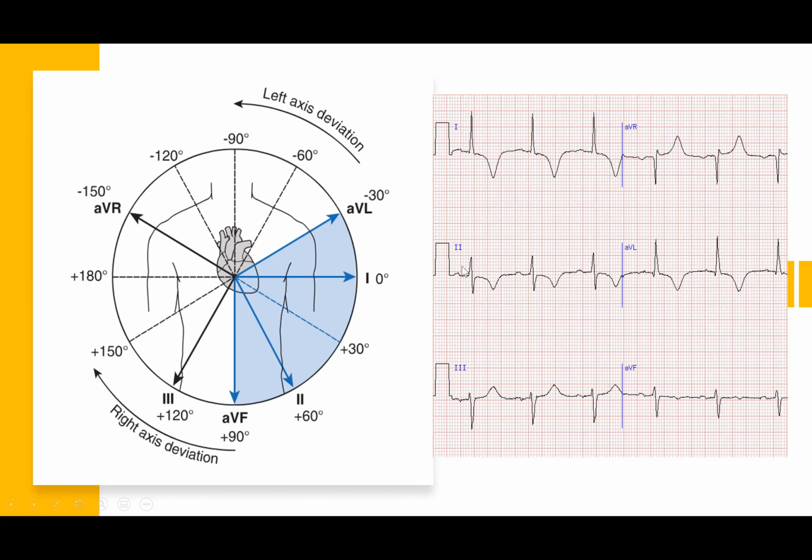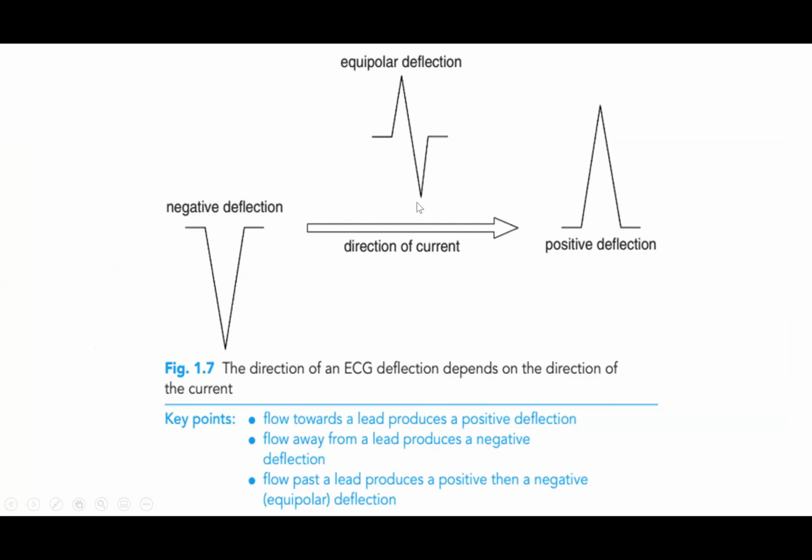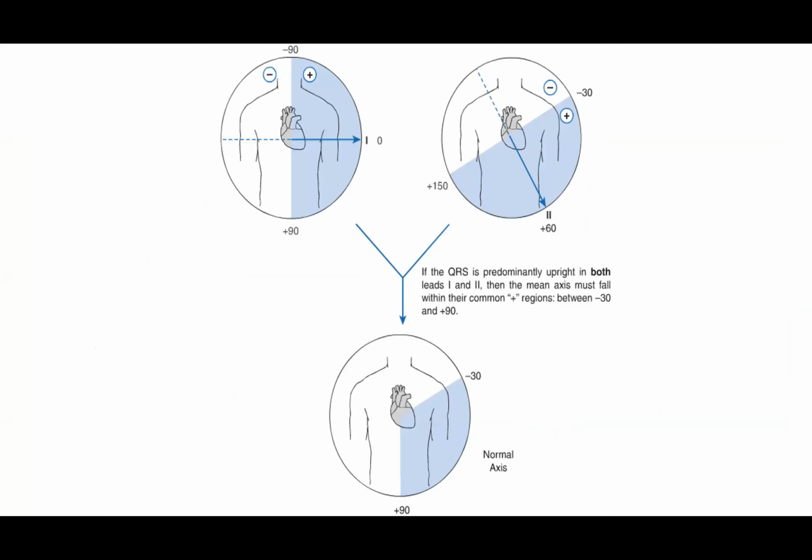So you go to your perpendicular from it. Okay, so lead 2 is at 60 degrees, the perpendicular is AVL. You see AVL is completely positive. That means that the actual axis is going towards minus 30. Okay, it's pretty much the same.